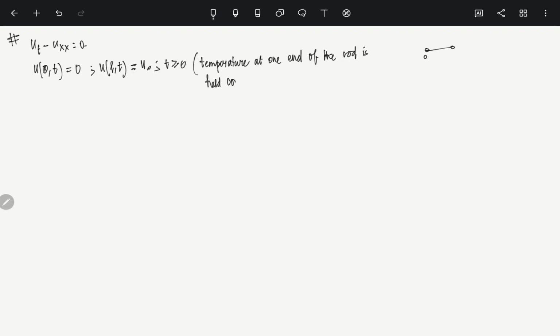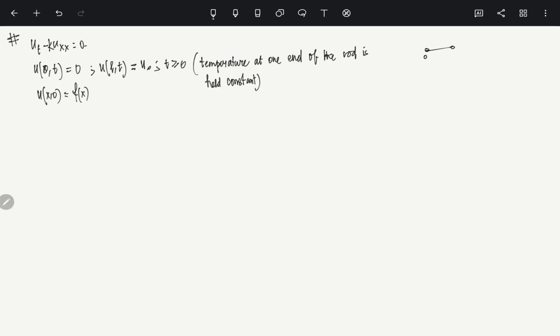Okay, constant. And if that is the case, then u(L,t) equals u naught. Then the problem is u_t equals k times u_xx. Forget about k, or maybe I can put it in, doesn't matter. And then you have the initial condition, u(x,0) equals f(x). Now this is a similar sort of problem, just that one boundary is at 0, one is at u naught. Now how do you do it?